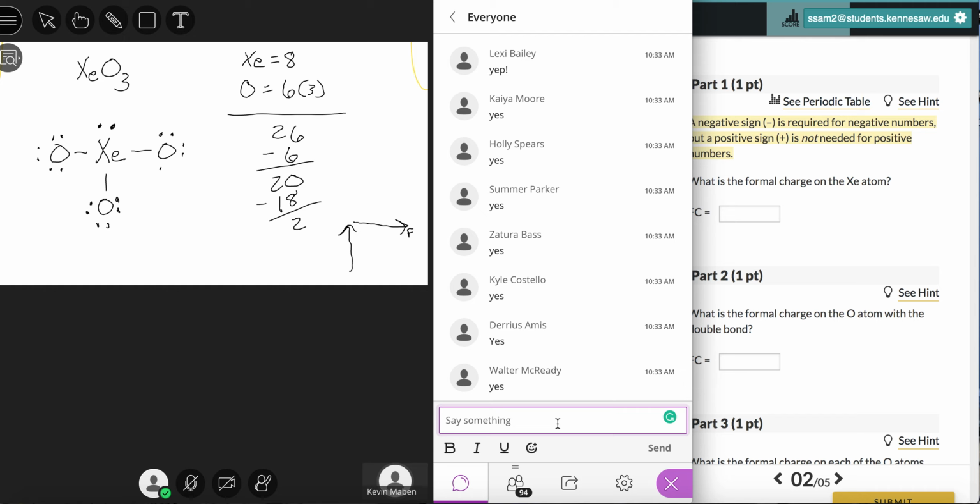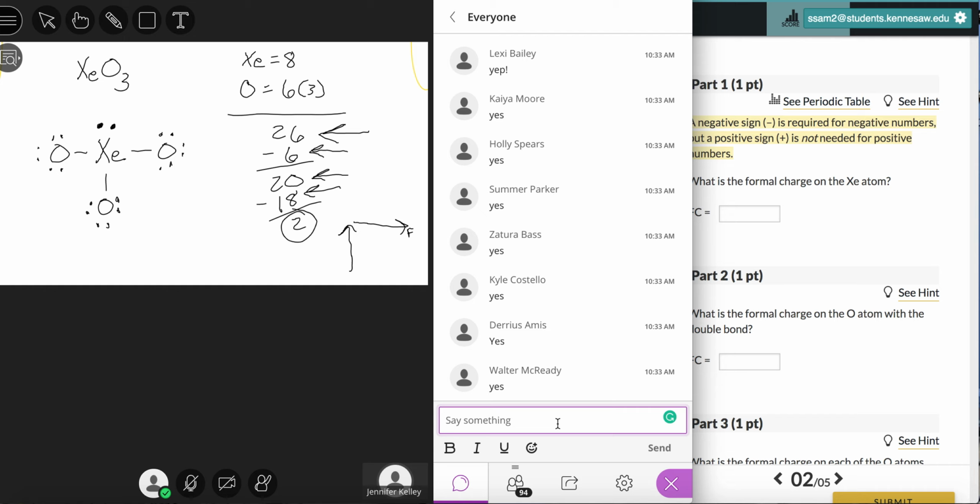Kevin, you have a question. Yeah, I was just going to ask, what do you mean by the 2 that go up over xenon? What are those 2 coming from? This is just a lone pair. When we counted out all the valence electrons we had to start with, we had 26. Then we connected them together, so that used 6, and that left us with 20. Then we filled up all the oxygen, and that was only 18. So we had 2 leftovers. And anytime you have leftovers, they always go on the middle atom. So it's just a lone pair in the middle. Okay, thank you. You're welcome.